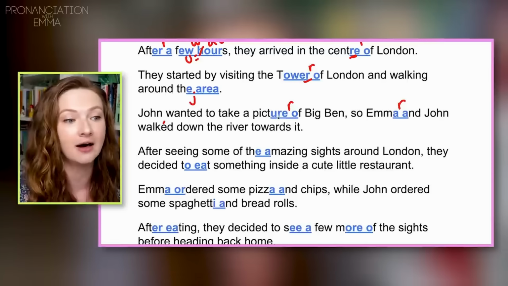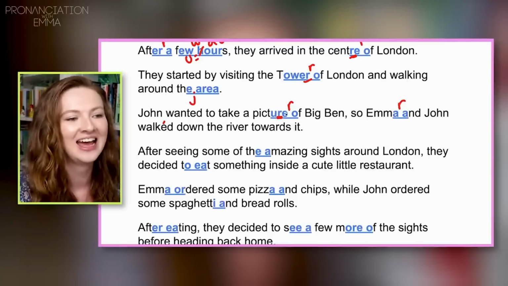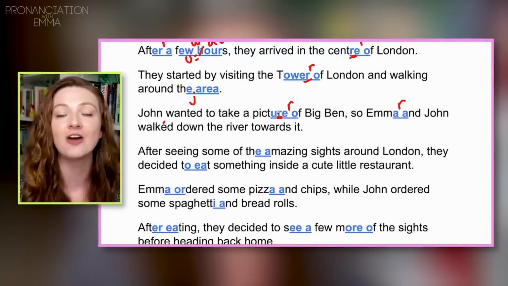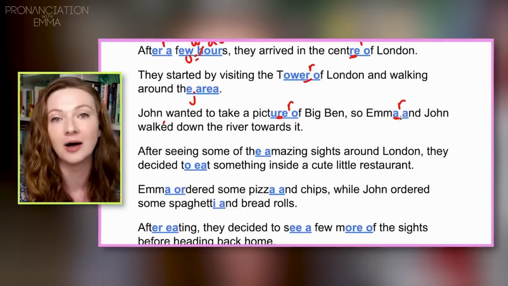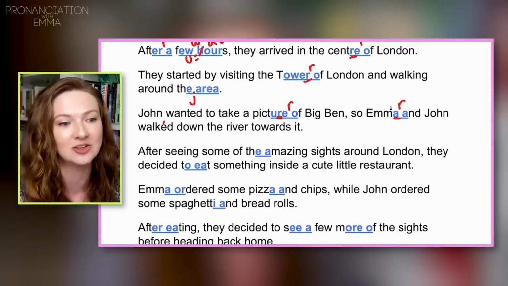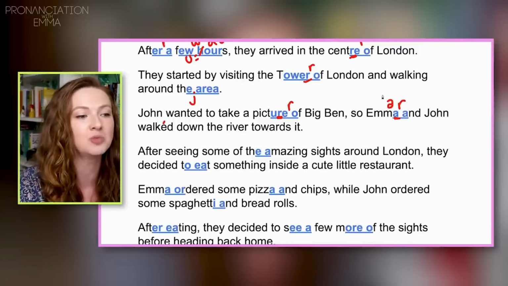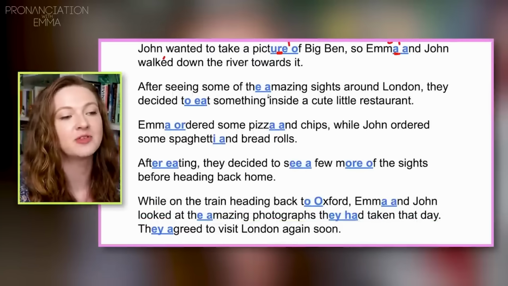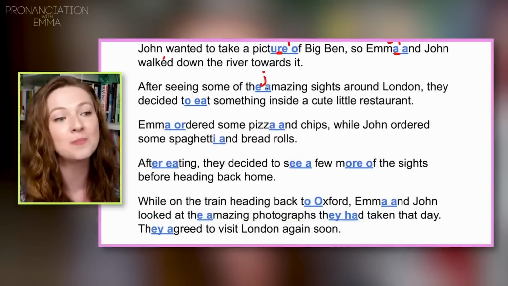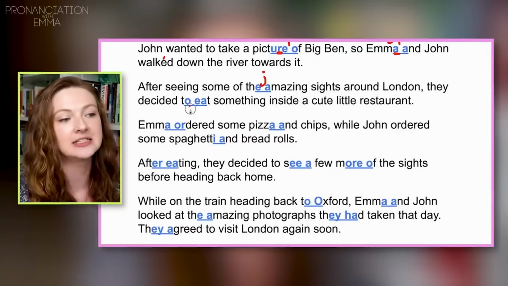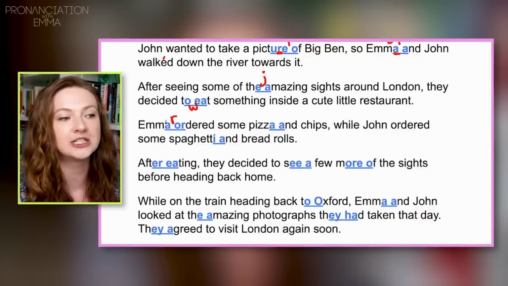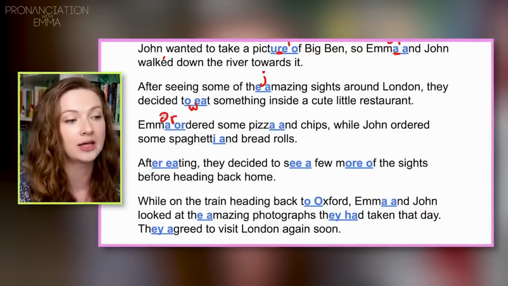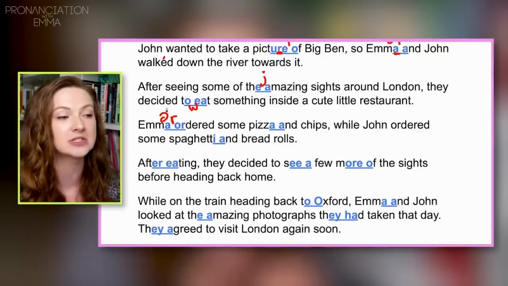Here we've got the linking R. We've got the linking R because we actually have the letter R. Here it's the intrusive R because there's no R in the spelling. Yeah, it's just Emma. It's just a schwa. Emma and John. After seeing some of the amazing sights around London, they decided to eat something inside a cute little restaurant. Emma ordered, intrusive R because we have the schwa here, so relaxed in between kind of sound.